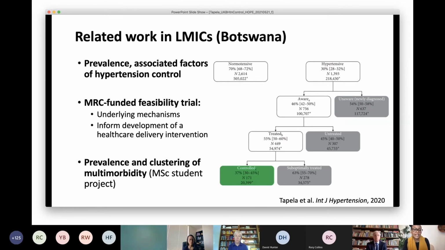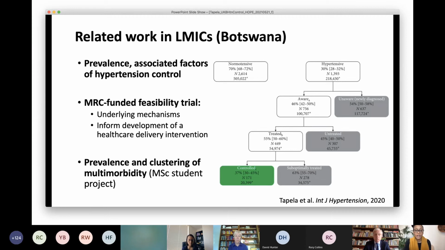We've done some related work in resource-limited settings, including looking at the prevalence of hypertension control in Botswana and associated factors. We used a nationally representative population-based cross-sectional survey conducted in 2014, where we found that the prevalence in the total adult population was 37%, and among adults aged 40 to 69 years of age, this was 32%.